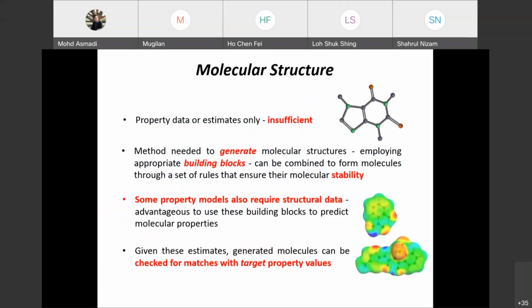So molecular structure, property data or estimates. If insufficient, we have to generate, as I told you. Maybe we need some required structural data, and then we have to check or match with the target property value. This is how to do it if the database has no information or insufficient data.